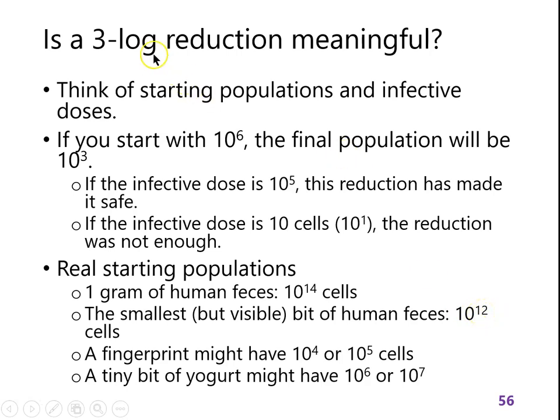So if you do a 3 log reduction on 10 to the 12th cells, what are you left with? You're left with a huge number of bacterial cells. Other things might be like a fingerprint that would have a smaller number. A little tiny bit of yogurt might have one of these numbers. Yogurt is not dangerous. A fingerprint, you never know. It could be contaminated with who knows what.